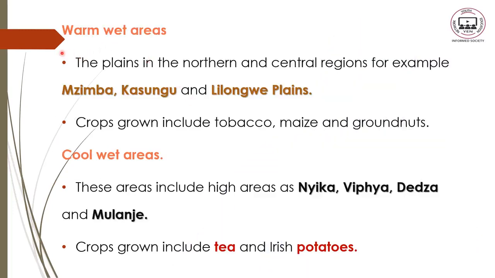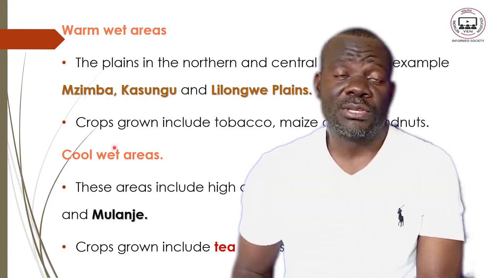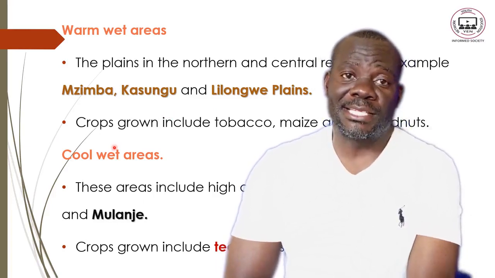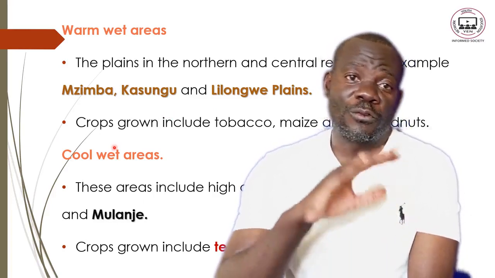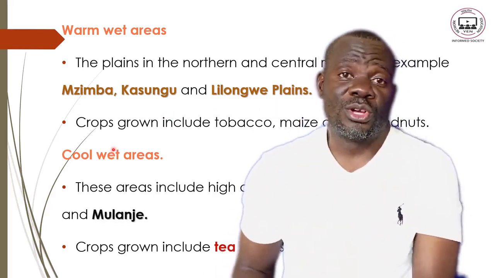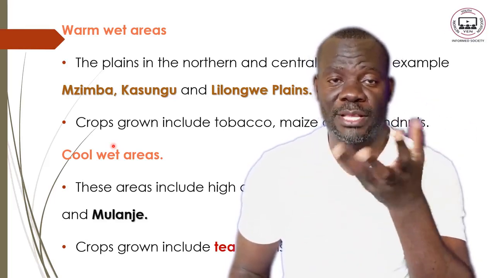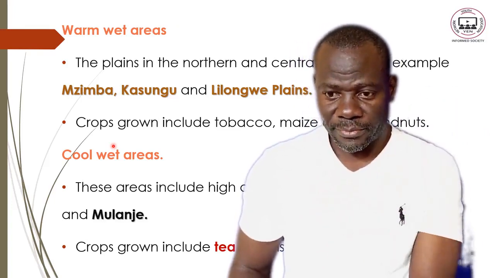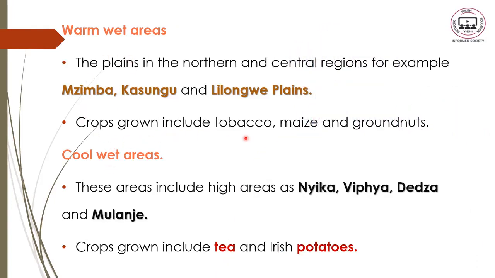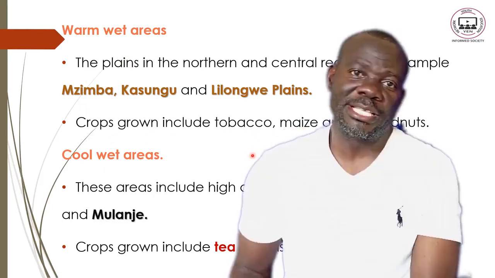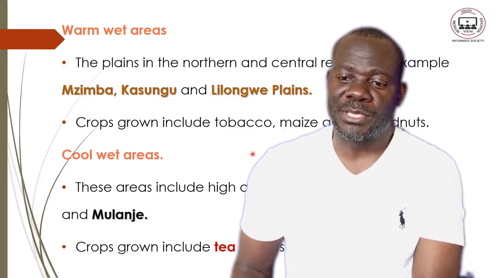What about the warm, wet areas? These are the plains in the northern and central regions, for example Mzimba, Kasungu, and Lilongwe. Those flat areas, the plains of the north and central, are warm and wet. Crops that are grown in these areas include tobacco, maize, and groundnuts.